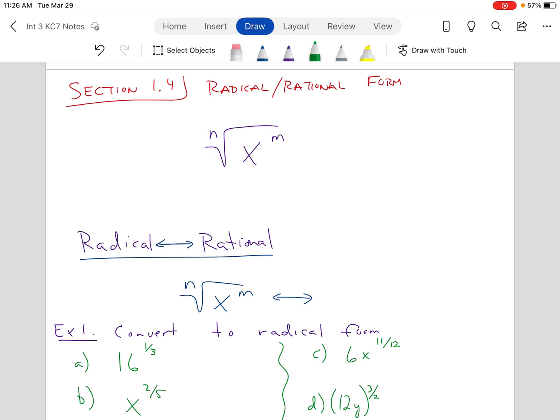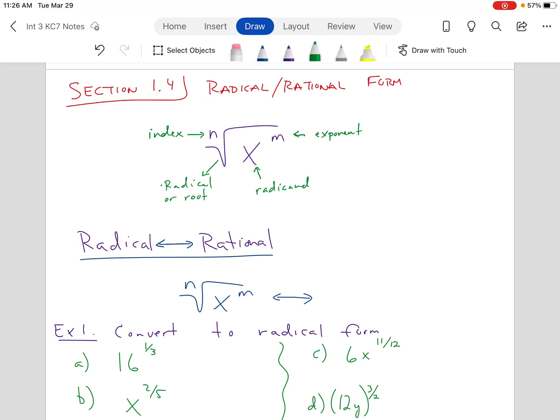Remember that a radical is this little root symbol, so we call this a radical or a root. Usually we say square roots or cube roots, depending on this number, which is our index number. This x, or this big number, our base, is called the radicand. And then m would be our exponent. So we really need to know the index number and the exponent to write this in rational form.